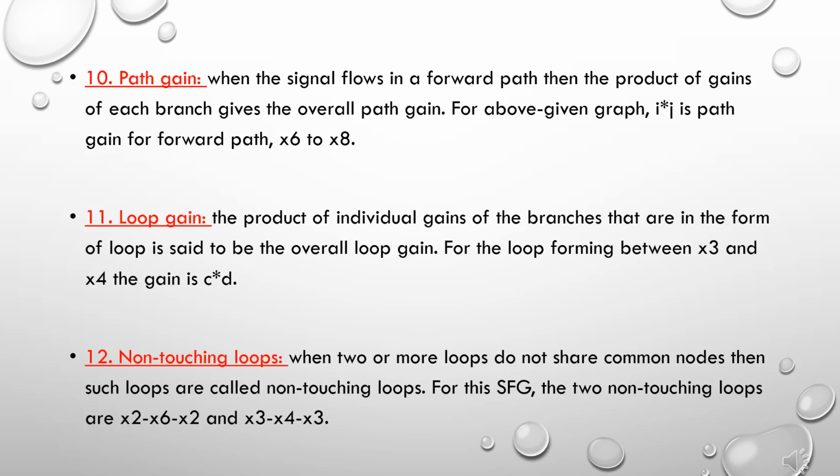Path gain: when the signal flows in a forward path, the product of the gain of each branch gives the overall path gain. Loop gain: the product of individual gains of the branches that are in the form of a loop is said to be the overall loop gain. Non-touching loops: when two or more loops do not share common nodes, such loops are called non-touching loops.